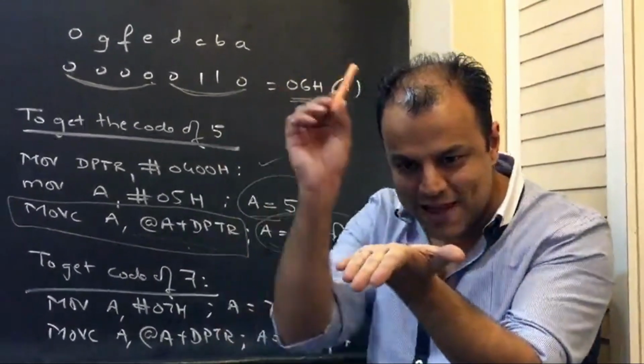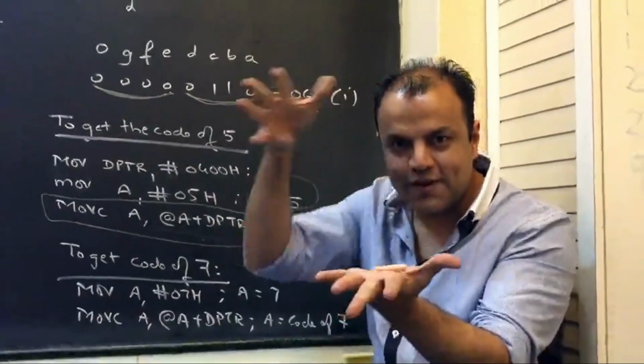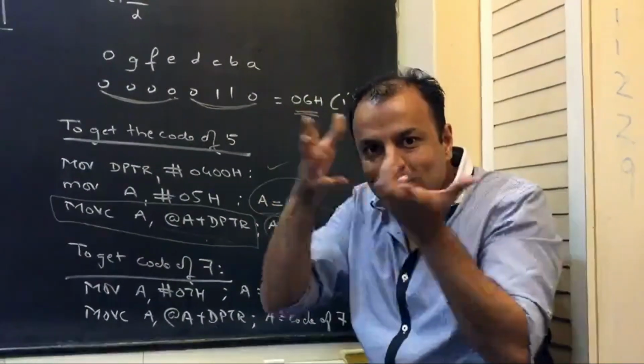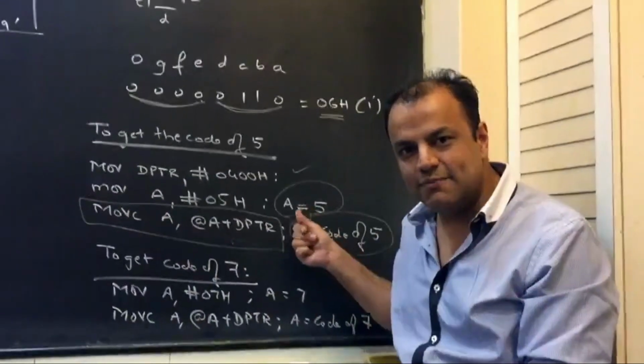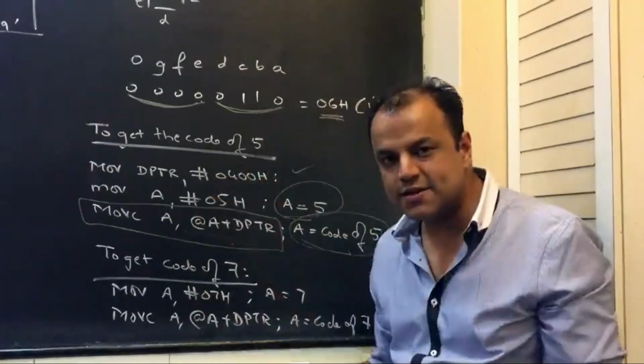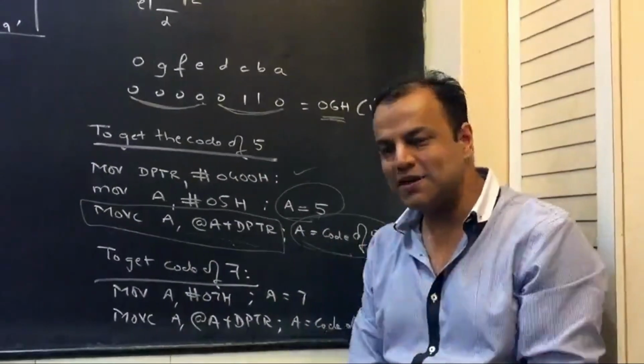This is the A register. You kept 5 in it, you did something, and it became the code of 5. What is that magic? MOVC A, @A+DPTR. It magically translates the number into its own code. Let's see one more example.